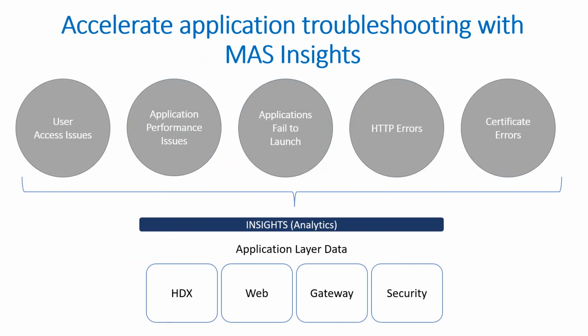And how do we do all this? We take all the data from our underlying protocols like HDX, web, our gateway, and our security sources of data, and run them through our analytics engine and develop true information out of them. And those can be used to solve the problems listed in the top part of the slide. Things like failure to launch an application. I mean, the user may just click and say, "Oh well, I'll come back later," and we get dissatisfaction from the end users that way.